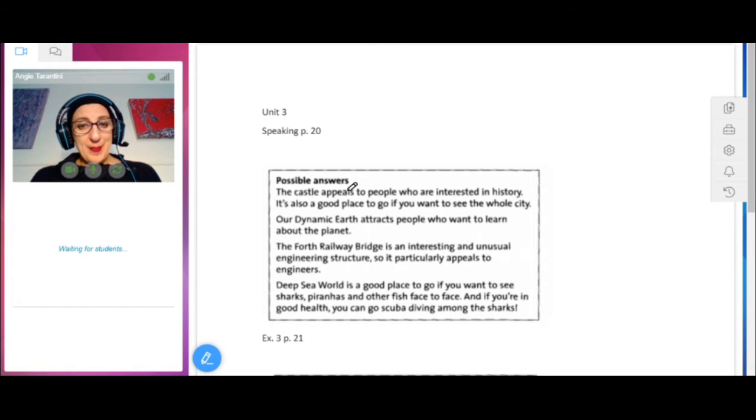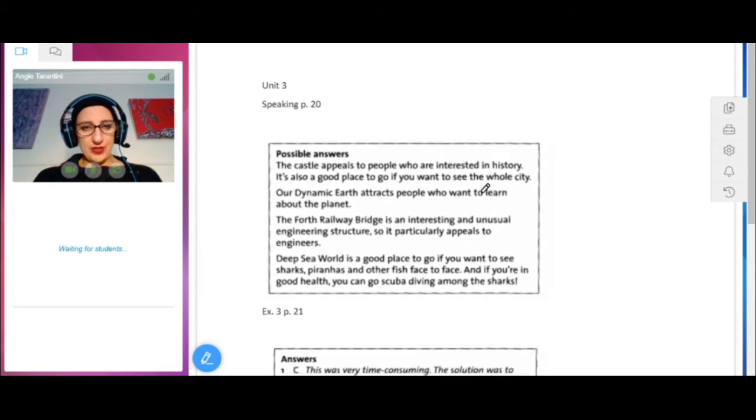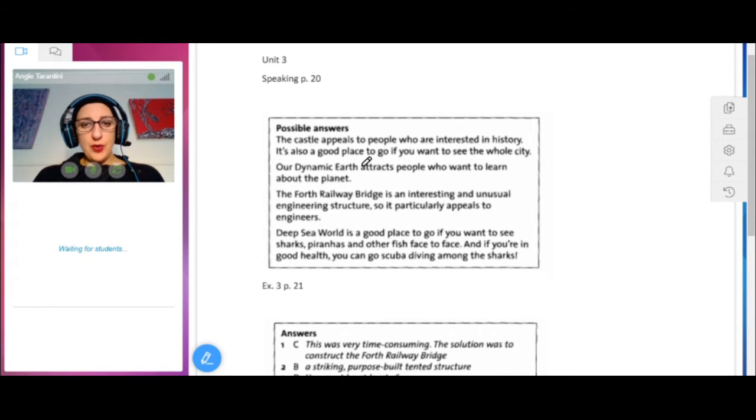The castle appeals to people who are interested in history. It's also a good place to go if you want to see the whole city. Okay, to appeal to, be interested in. Okay, collocations. Our Dynamic Earth attracts people who want to learn about the planet. The Forth Railway Bridge is an interesting and unusual engineering structure, so it particularly appeals to engineers.